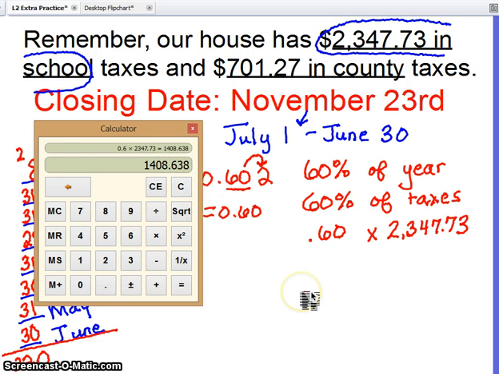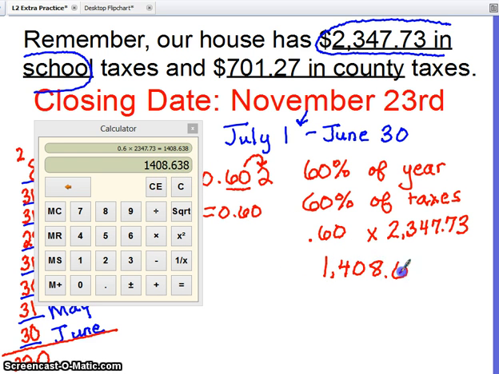We get $1,408. And now notice, it is not rounded to the hundredths yet. You need to do that yourself. So 64 cents. So $1,408.64. That's how much we would need to pay in school taxes for the remainder of the year that we've owned the house.